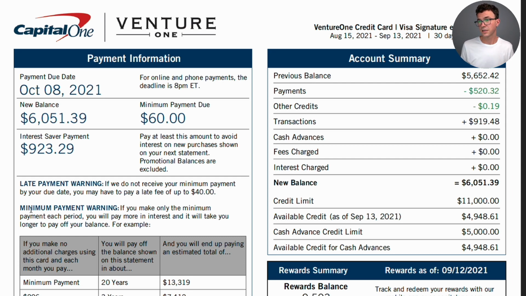The next thing is the minimum payment warning. This is a fairly new thing on credit card statements, but basically it shows you that if you just make the minimum payment, it's going to take a really, really long time to pay off your debts. So I would recommend ideally paying off the balance in full, if not, paying something significantly more than the minimum payment, if at all possible.